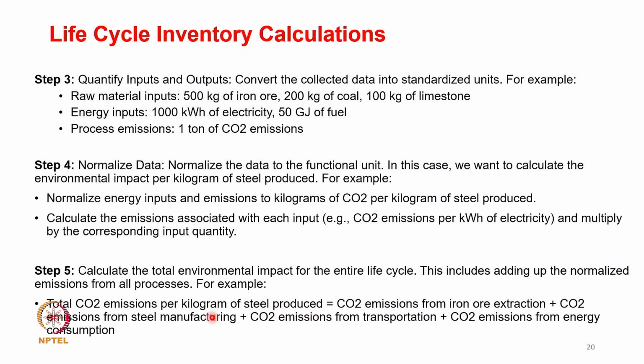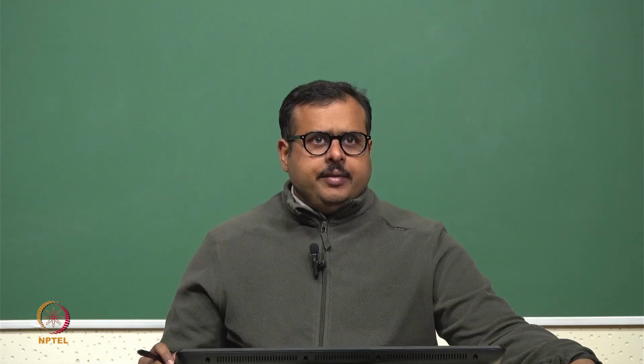For instance, to compute the total emissions of CO2 per kilogram of steel produced, you have to compute the CO2 emissions from iron ore extraction, CO2 emissions from steel manufacturing, CO2 emissions from transportation, and CO2 emissions from energy consumption. So there are 5 steps involved, and once we are done with that, we can compute the life cycle inventory calculations.